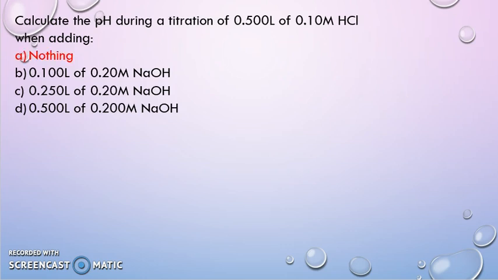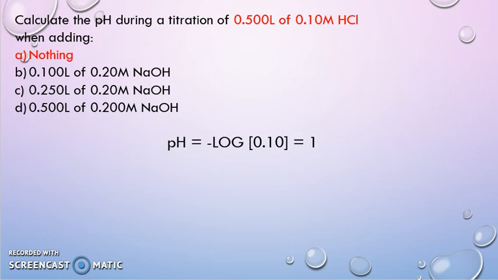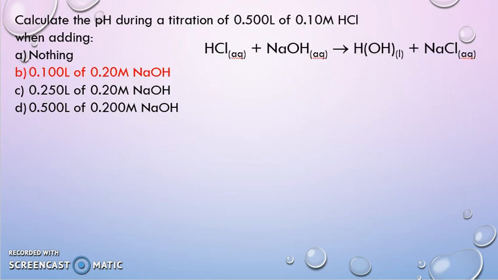Let's take a look at this first point, when we're adding absolutely nothing to the solution. Can you calculate the pH of 0.10 molar HCl? I would certainly hope so. So we know that pH equals the negative log of the acid concentration. So quite literally, all I have to do is plug in that concentration of that acid and type it into my calculator. You'll find out that the pH is equal to 1. Woohoo! Point A done. Let's move on to point B.